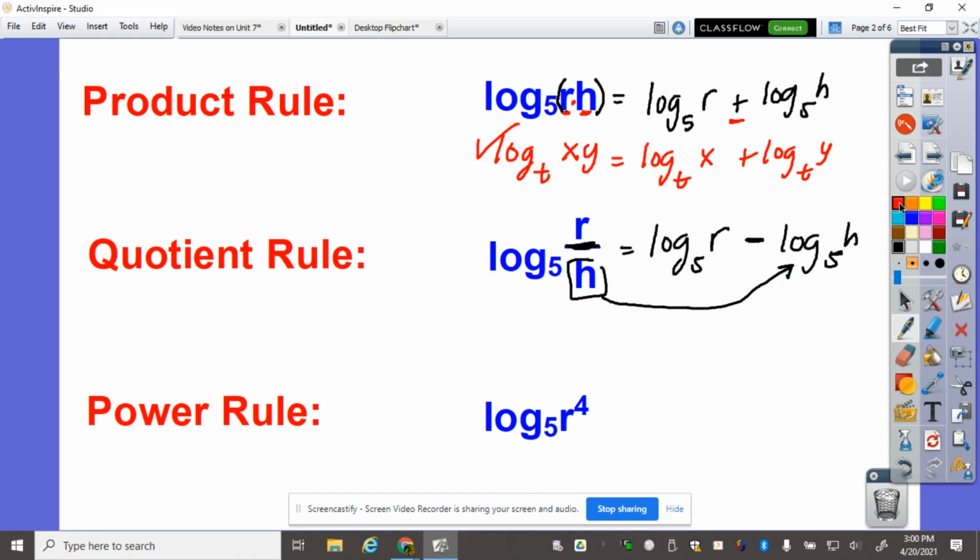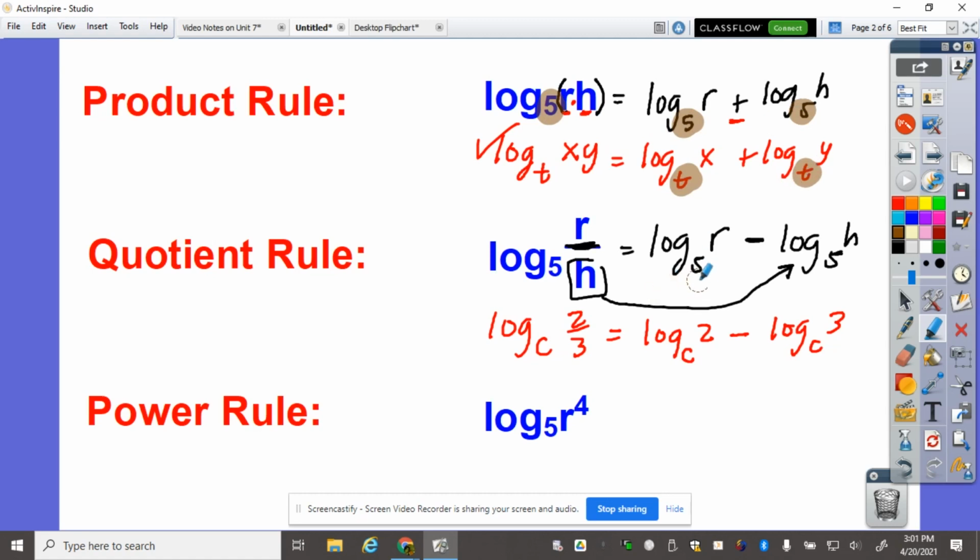Okay, one more. If I have log of, let's say, 2/3 to the base c, this means log of 2 to the base of c minus log of 3 to the base of c. If you notice, with all of them, the base of 5 remains in all of the logarithms.